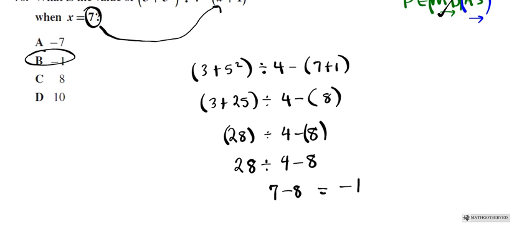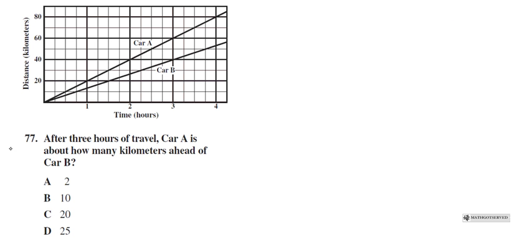Alright, moving along to 77. It says, after 3 hours of travel, car A is about how many kilometers ahead of car B? So we need to be really careful with the scaling of the axis and also the labels here, right? This is the time, our independent axis, and then distance traveled, our dependent axis right here. So we're looking at the change along this axis, okay, because it talks about how many kilometers are ahead, and this is the kilometer unit.